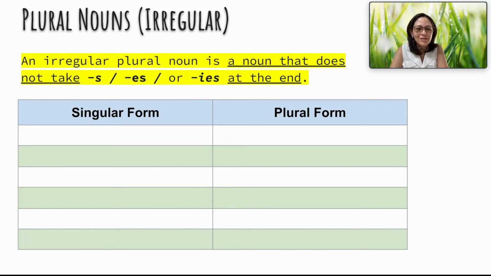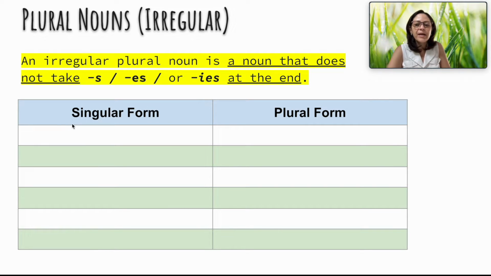Okay, so let's get started with our English tips for today. The first thing you guys should keep in mind is that an irregular plural noun is a noun that does not take s, es, or ies at the end. So we have either the same spelling form or different spelling forms.